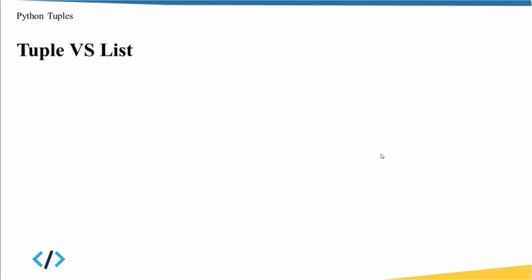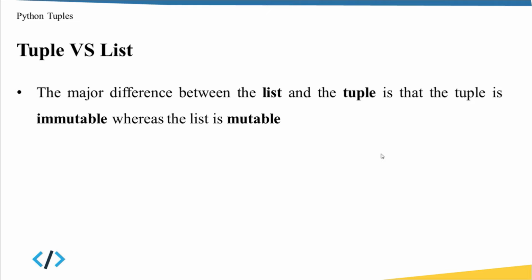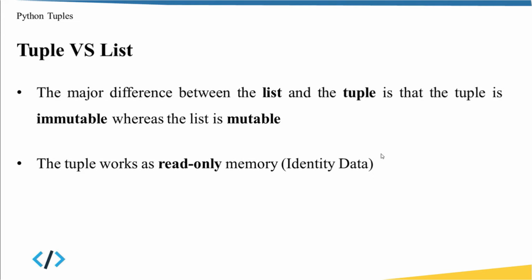As you can see, a tuple is very similar to a Python list. So let me compare tuple and list. The major difference between the list and the tuple is that the tuple is immutable, whereas the list is mutable. So I can say they are exactly the same, except for this point, which is immutability. Therefore, the tuple works as read-only memory.